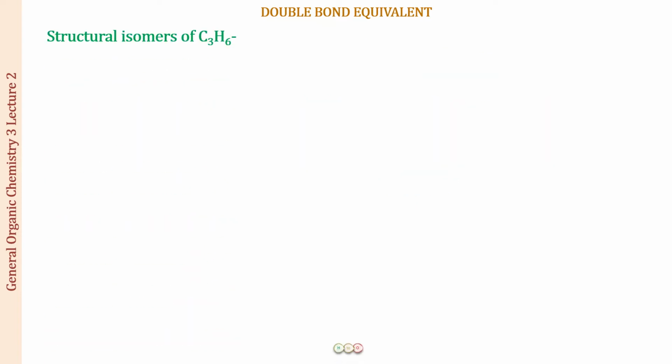So next we are going to draw the structural isomers for C3H6. Now, for C3H6, let us first of all find out the DBE value. So 3 carbons, so 3, 6 hydrogens, 6 divided by 2 is 3, plus 1. Right? So the number of carbons minus half the number of hydrogens plus 1, you will get the DBE value to be 1. Now what does this 1 mean?